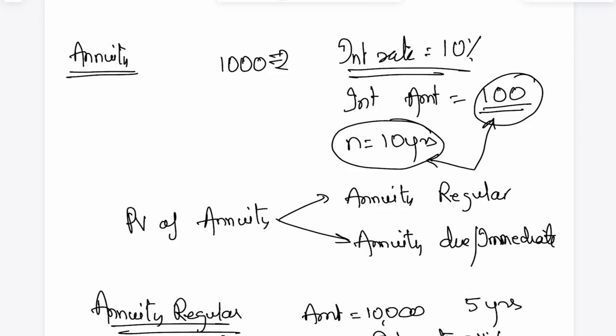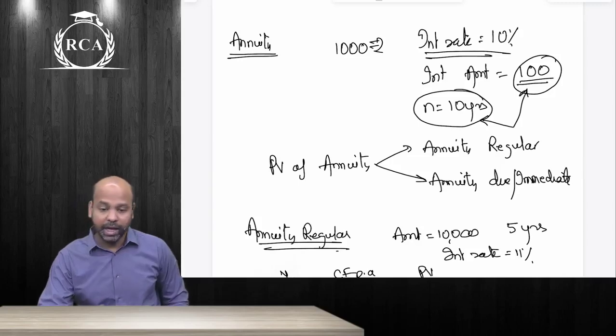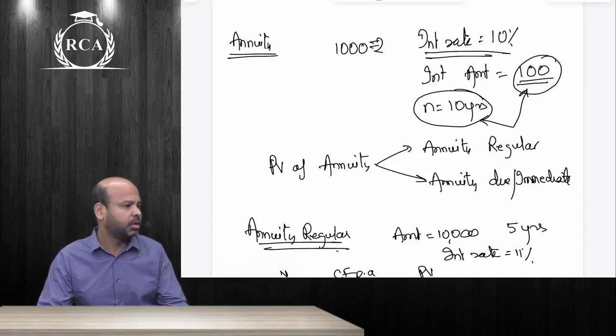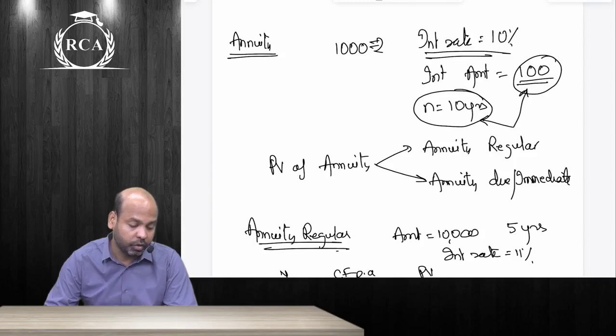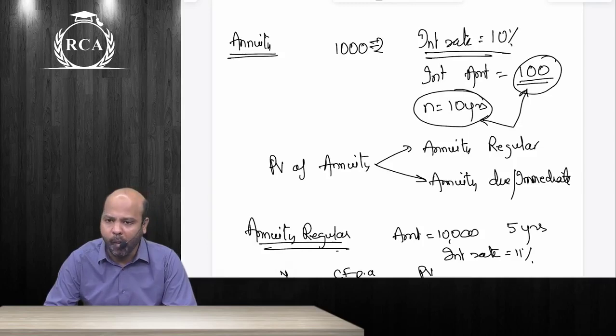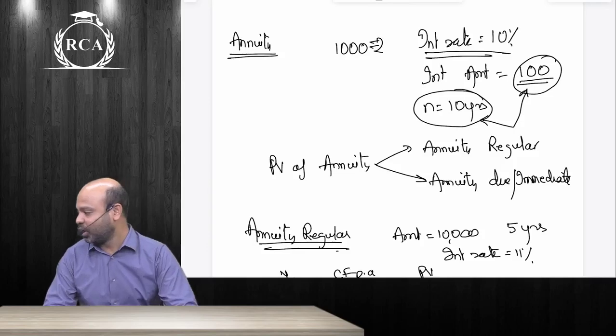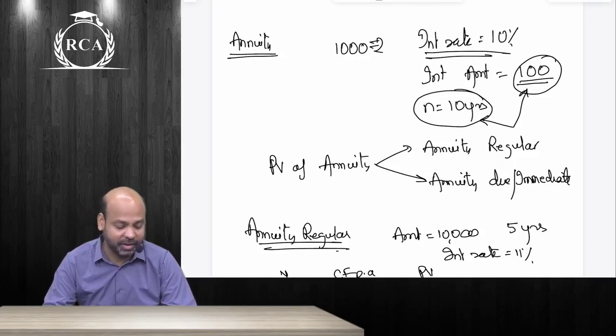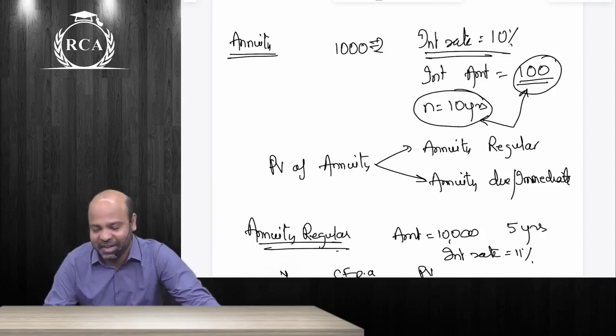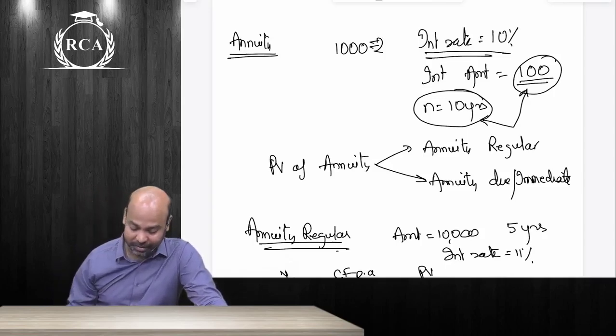Example: annual coupon payments of a debenture, housing loan repayments.